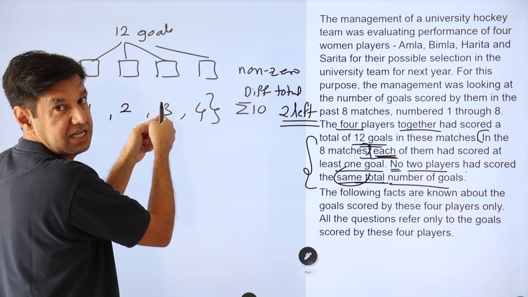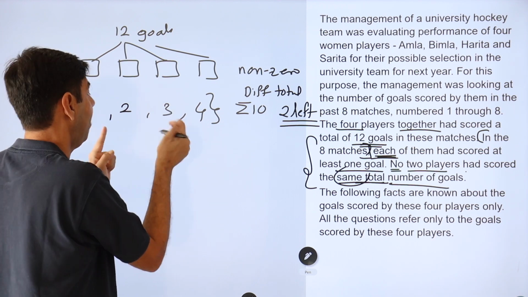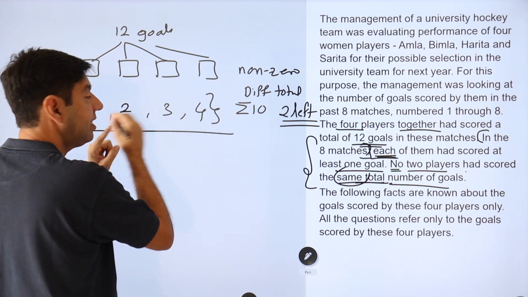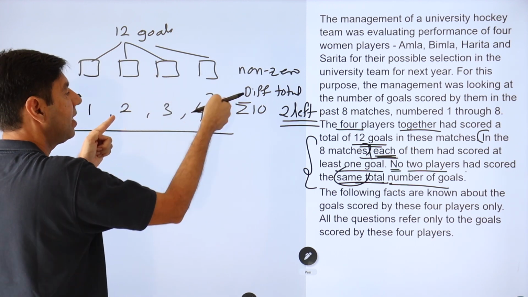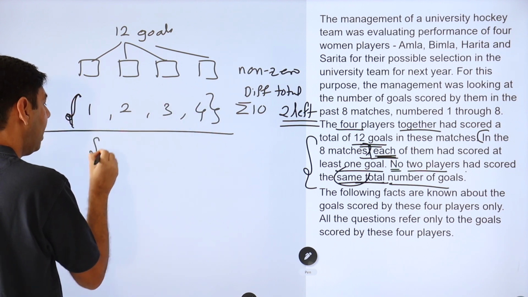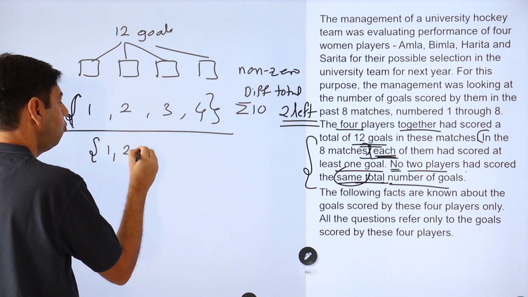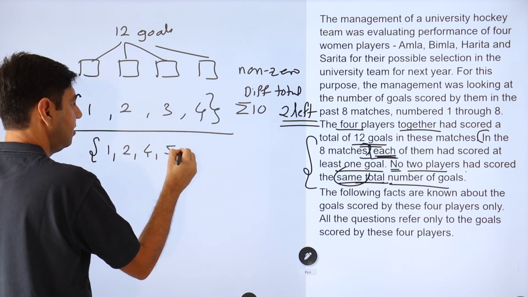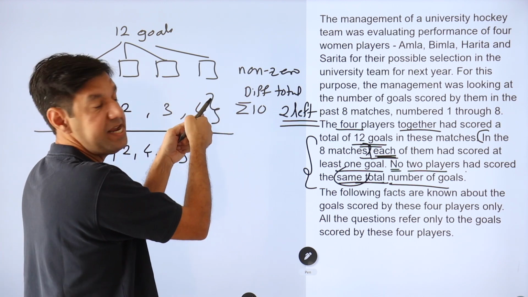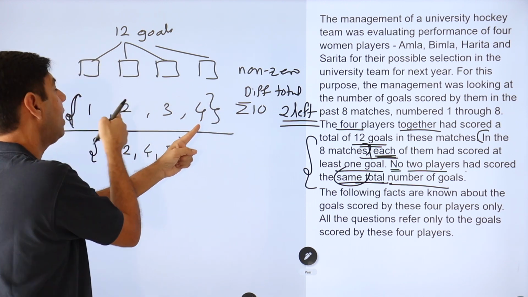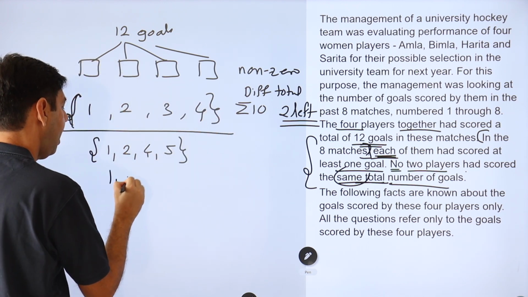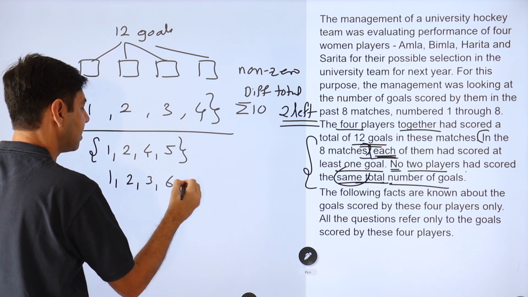Can it go to this one? Yes, 1, 2, 4, 5. And I'll write it in increasing order. So 1, 2, this becomes 5, this remains 4. So one of the ways is 1, 2, 4 and 5. Can those 2 go to this guy? Yes, this would become 6. 1, 2, 3, 6. So I could also have 1, 2, 3 and 6.